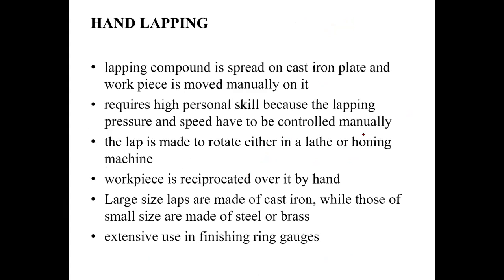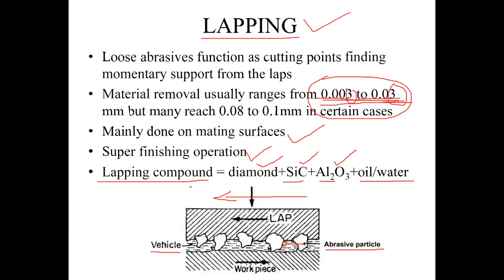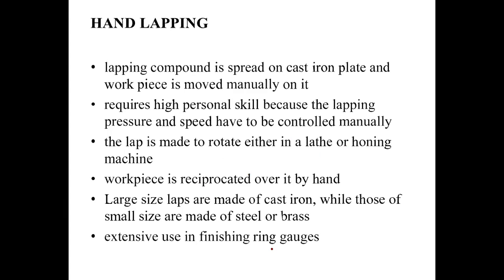Lapping can be done by hand lapping or machine lapping. Normally for soft material and smaller cross-section area, you can use hand lapping. The lapping compound is spread on a cast iron plate and the workpiece is moved manually on it. Sometimes the workpiece is on the base or on the top. In manual lapping, for small workpieces, normally we take a surface plate, or very hard surfaces.